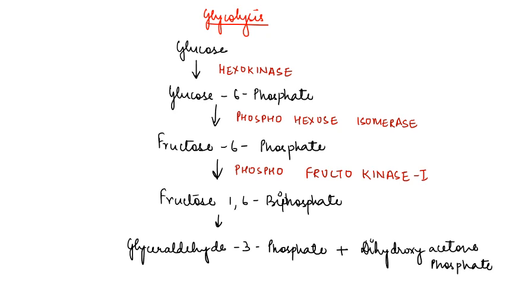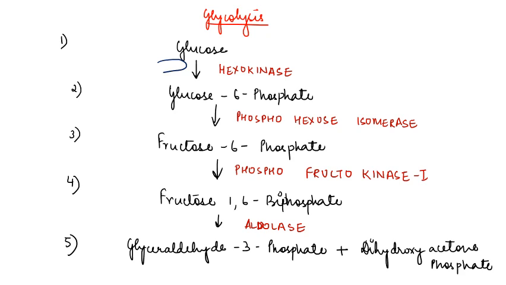Now fructose 1,6-biphosphate getting changed to glyceraldehyde 3-phosphate with the help of aldolase. This aldolase will convert fructose 1,6-biphosphate to glyceraldehyde 3-phosphate and dihydroxyacetone phosphate. So this is your first step, second step, third step, fourth step, fifth step. And now we will see the energy utilization.